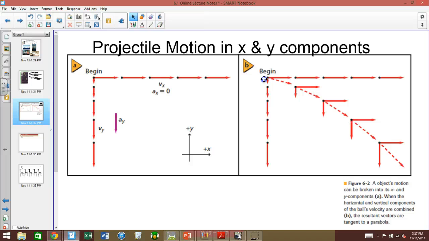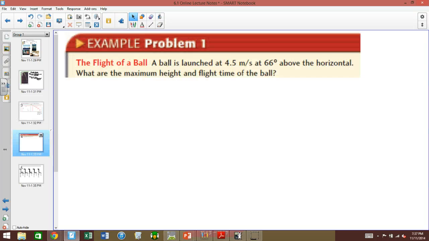So here, let's apply this to an actual problem. Can we exploit these facts to solve an actual physics problem? First of all, flight of a ball. It says a ball is launched at 4 meters per second. I'm assuming this is level ground at 66 degrees.